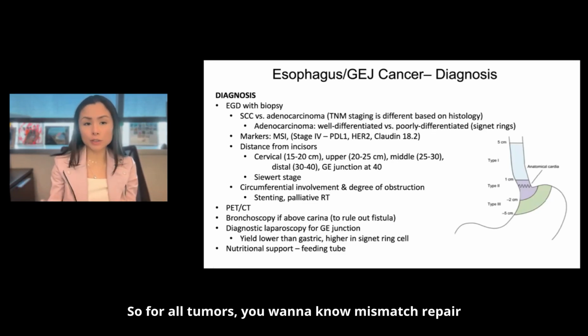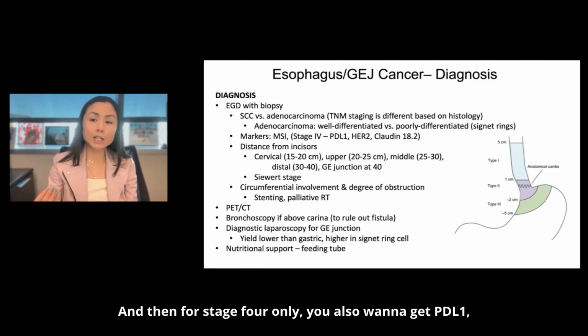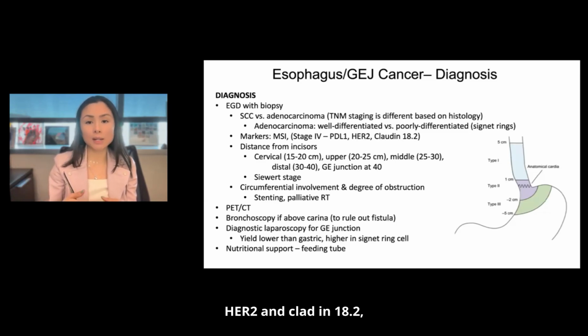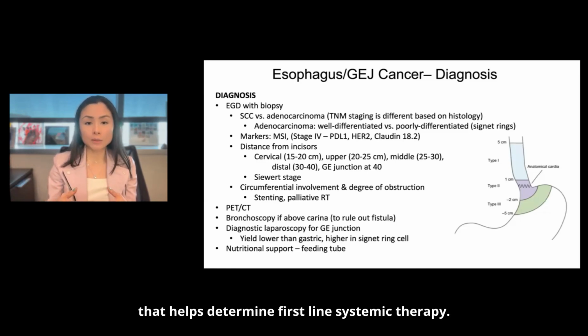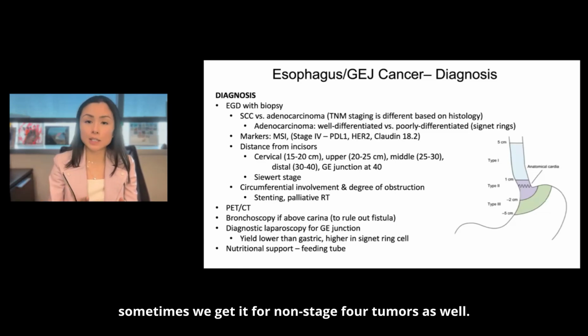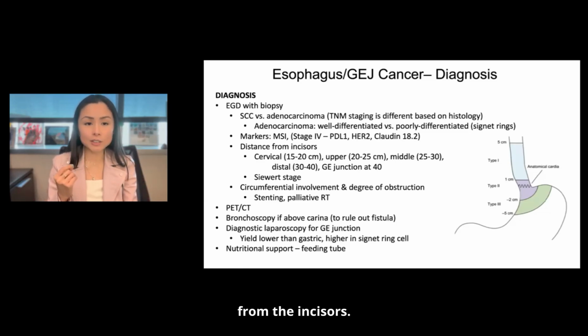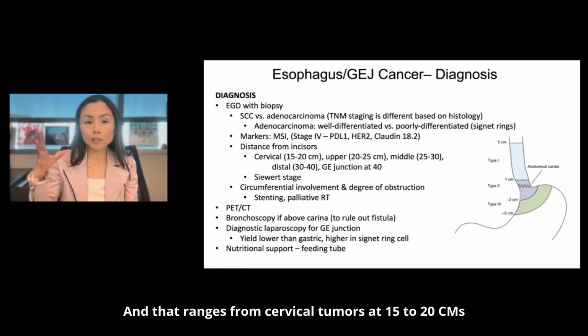What markers do you need to know? So for all tumors, you want to know mismatch repair deficient status. And then for stage 4 only, you also want to get PD-L1, HER2, and Claudin 18.2. That helps determine first-line systemic therapy, though I'll say in practice, sometimes we get it for non-stage 4 tumors as well.